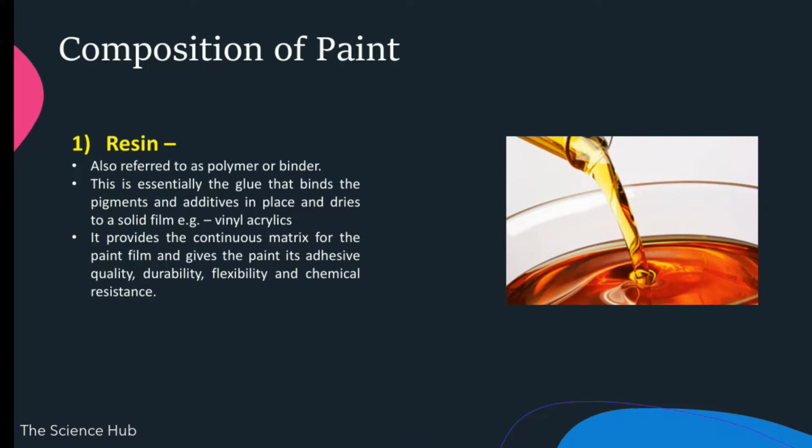So the first is resin, also referred to as a polymer or the binder. This is essentially the glue that binds the pigment and additives in place and dries to a solid film. Example, vinyl acrylics. It provides the continuous matrix for the paint film and gives the paint its adhesive quality, durability, flexibility and chemical resistance.